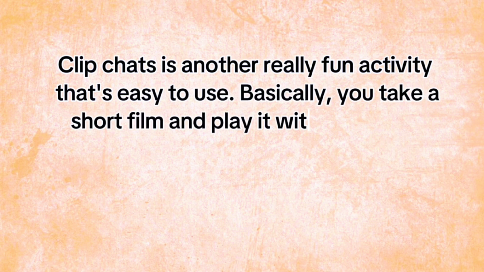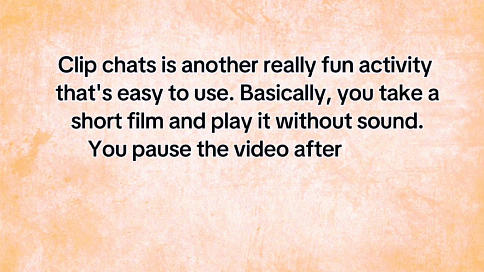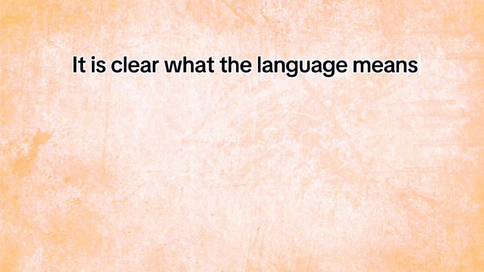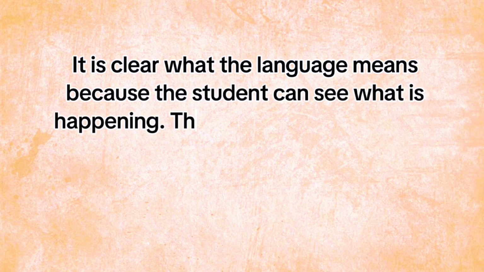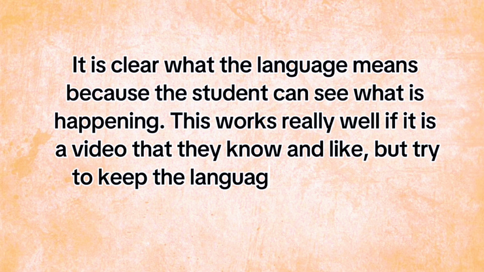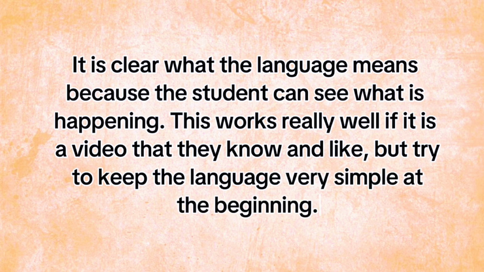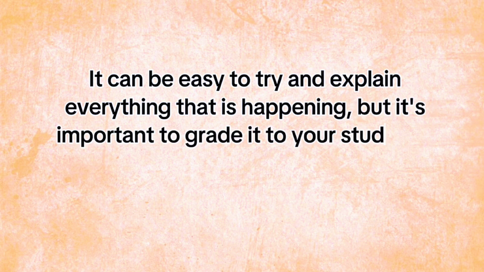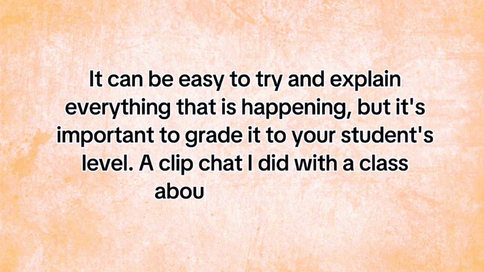Clip chats is another really fun activity that's easy to use. Basically, you take a short film and play it without sound. You pause the video after a few seconds and talk about what is happening. It is clear what the language means, because the student can see what is happening. This works really well if it is a video that they know and like, but try to keep the language very simple at the beginning. It can be easy to try and explain everything that is happening, but it's important to grade it to your student's level. A clip chat I did with a class about Mr. Bean.